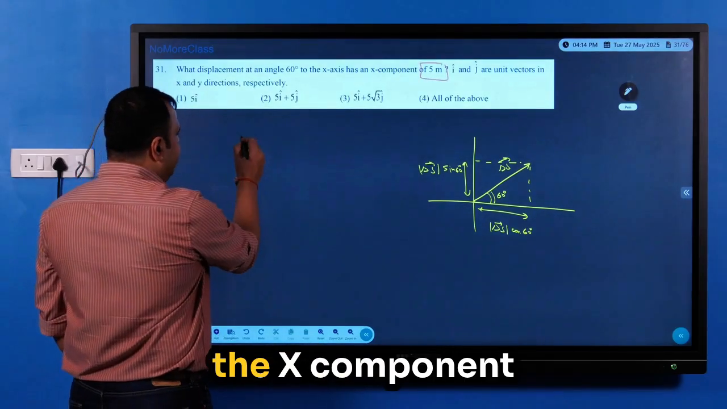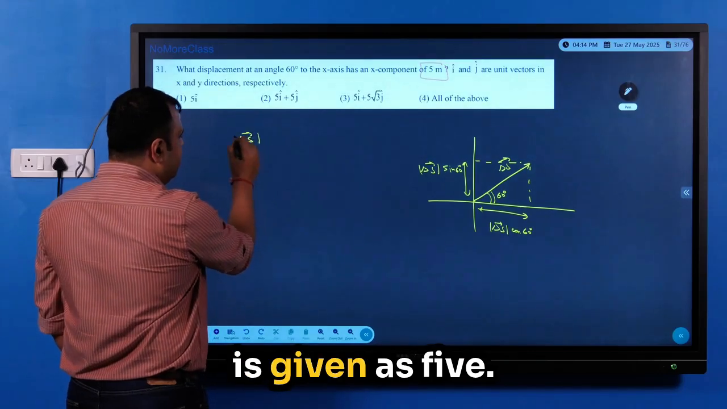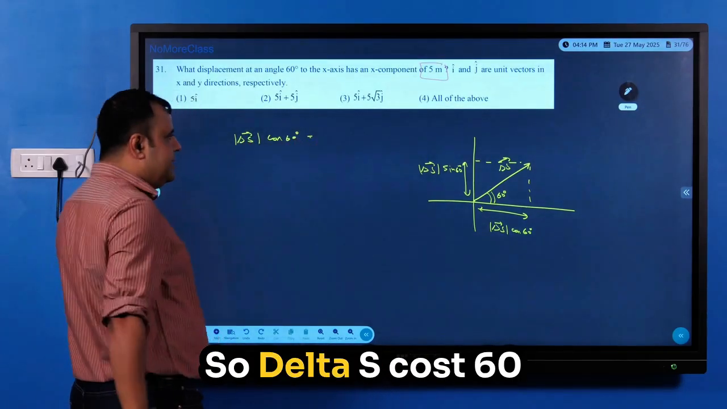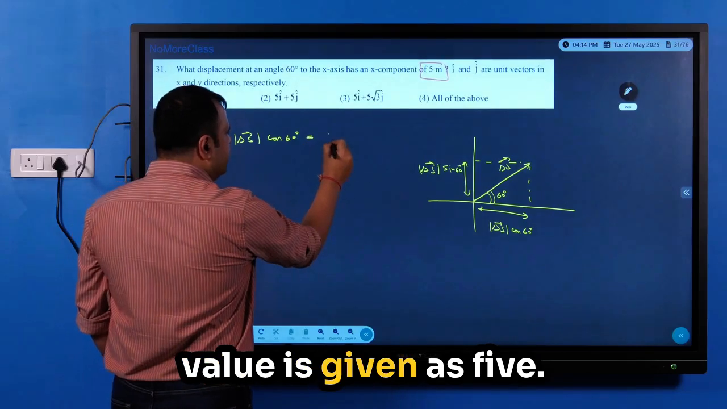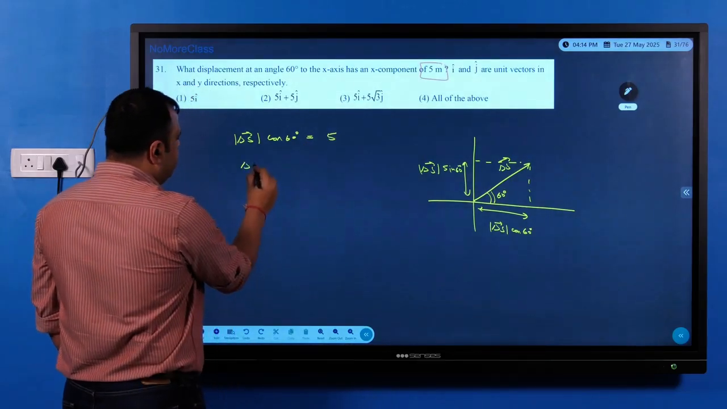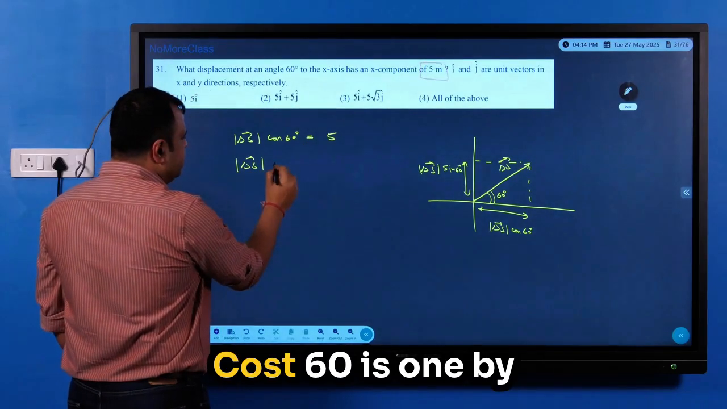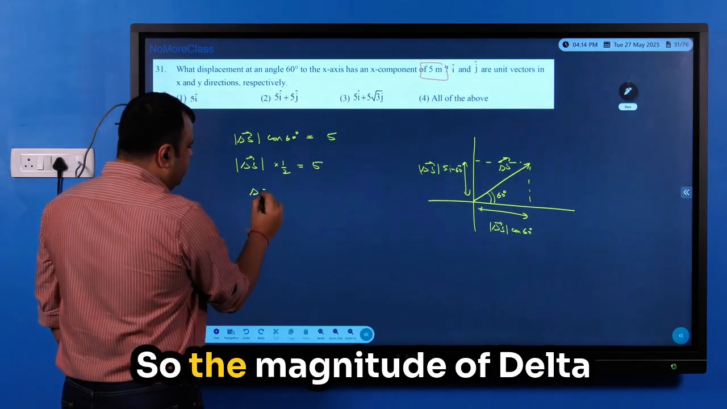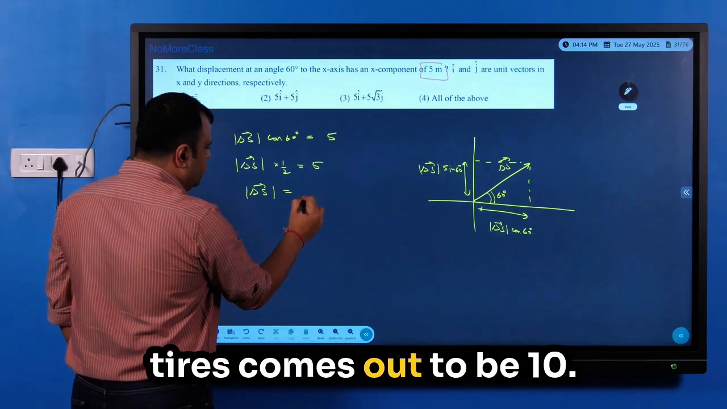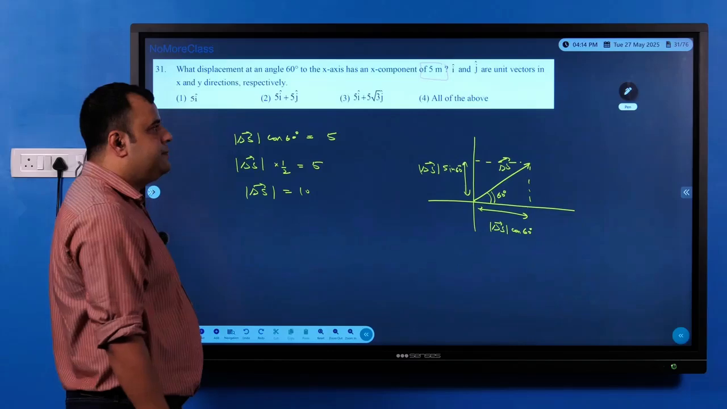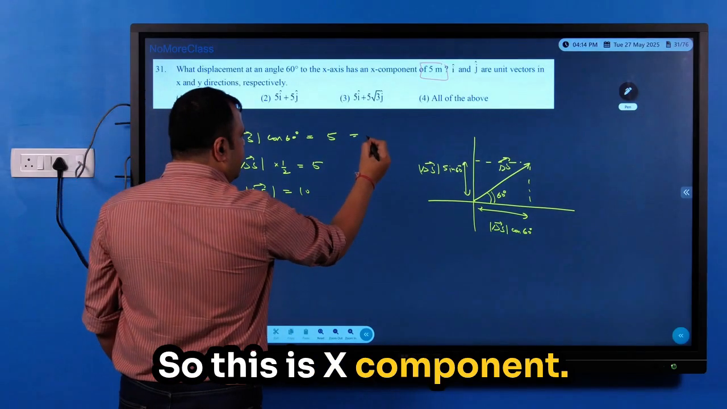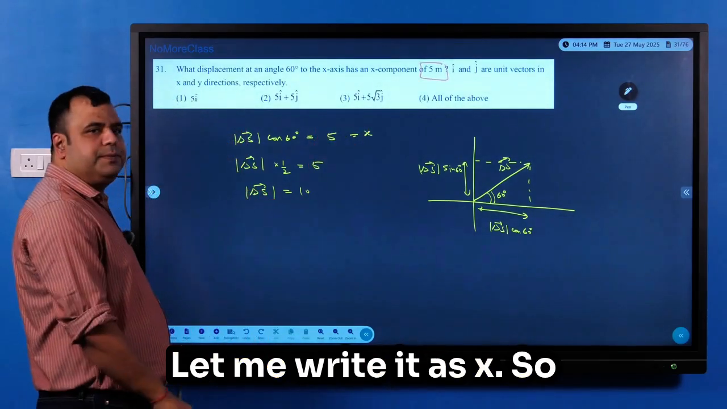According to the question, the x component is given as 5. So delta s cos 60 is given as 5. Cos 60 is 1 by 2, so the magnitude of delta s comes out to be 10. So this is the x component. Let me write it as x.